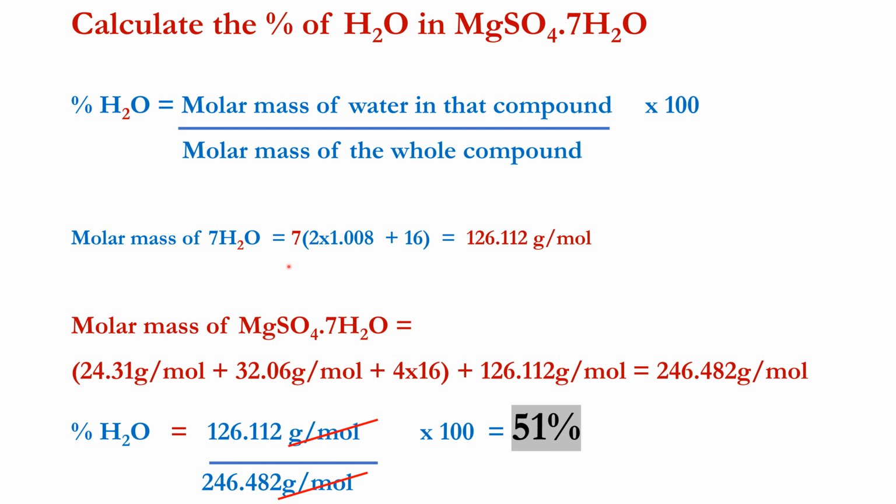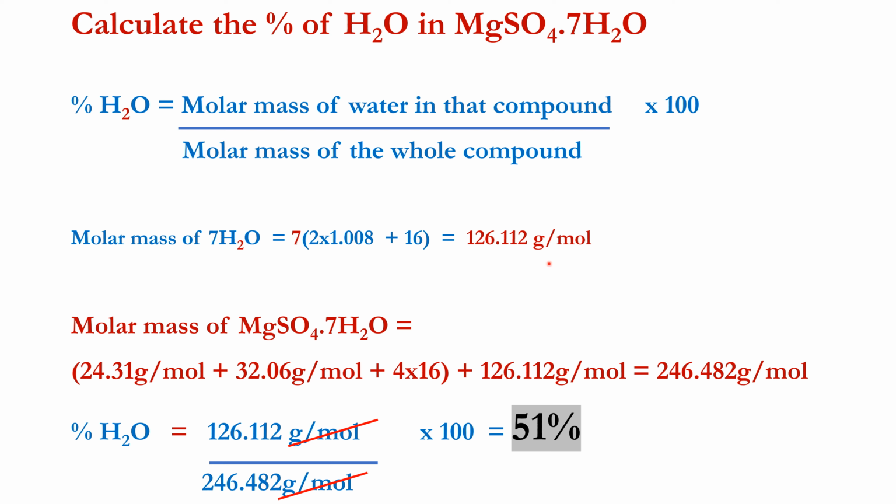So 7 multiplied by 2 times 1.008. This 1.008 is the molecular weight for hydrogen, which you find in the periodic table, plus 16, the molecular weight for oxygen, again from the periodic table. So this would then give us 126.112 gram per mole. This is the molar mass of 7 molecules of water.